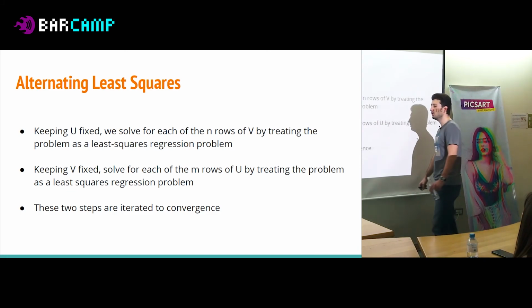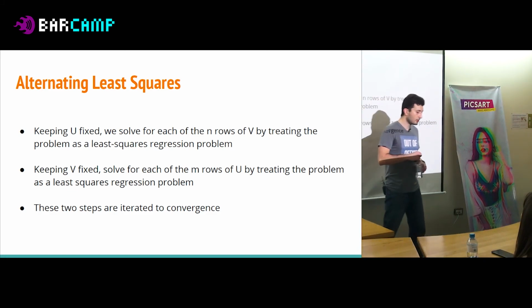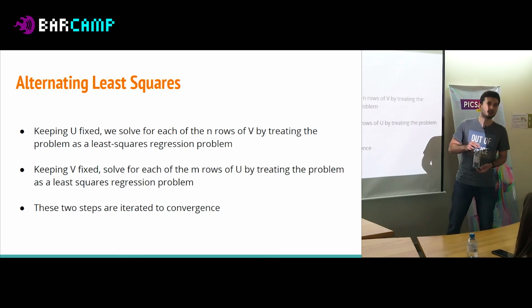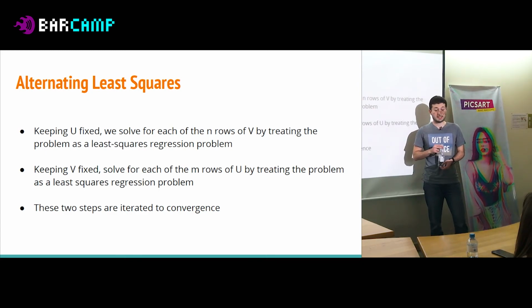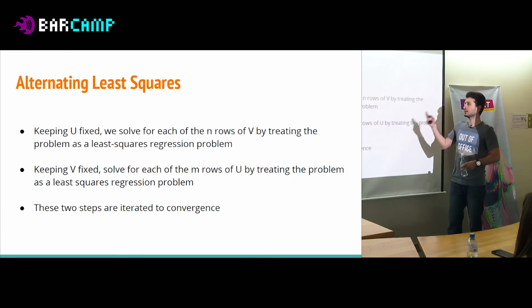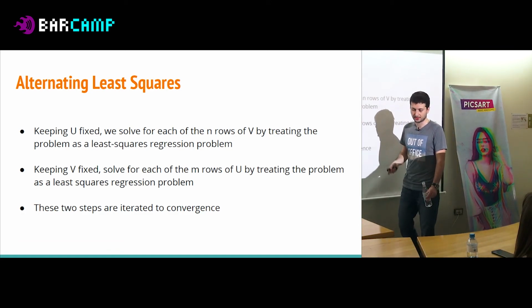Okay, so this is not the only way to learn the user and item matrices. Since, as I said, there is just L2 loss.